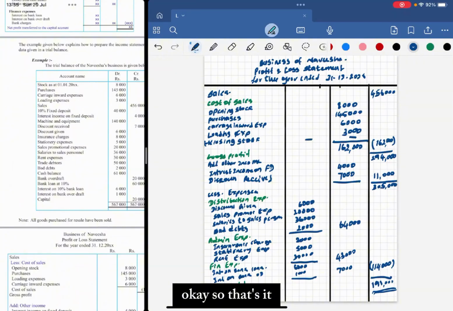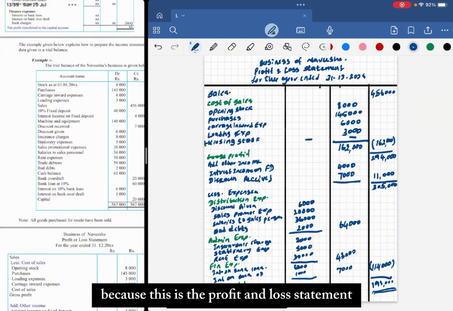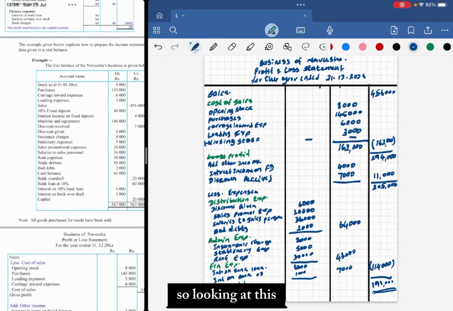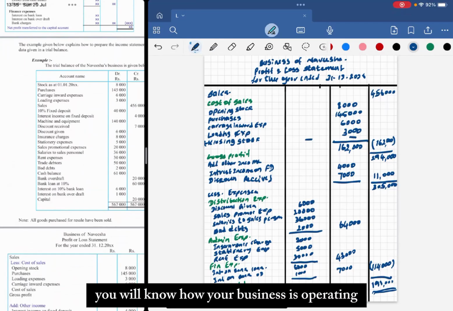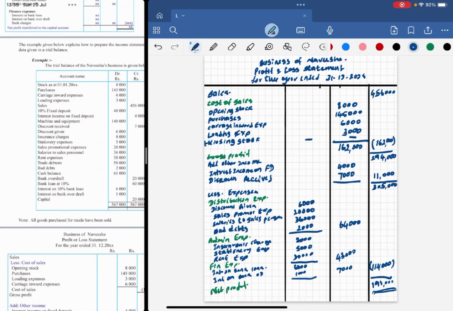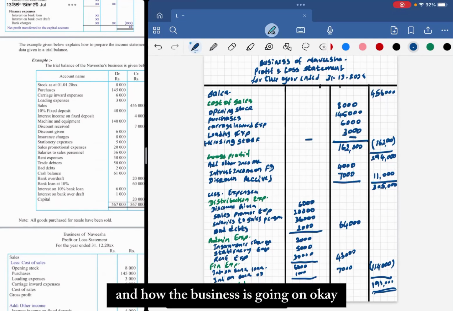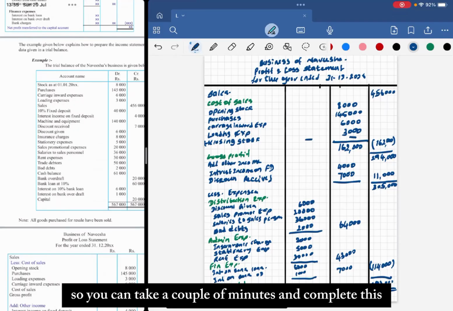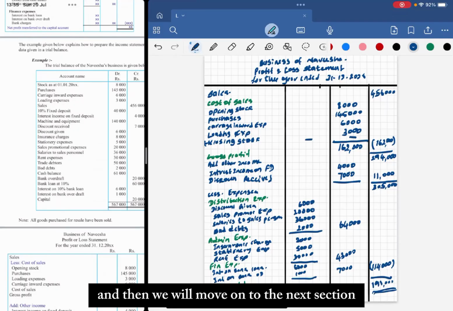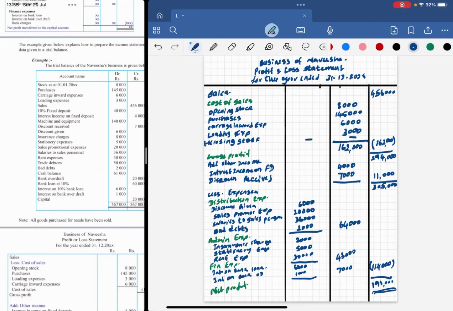Okay, so that's it. This is important because this is the profit and loss statement. Looking at this, you will know how your business is operating, whether it makes a profit or a loss, and how the business is going. So you can take a couple of minutes and complete this, and then we will move on to the next section.